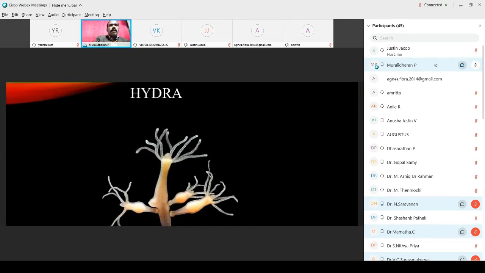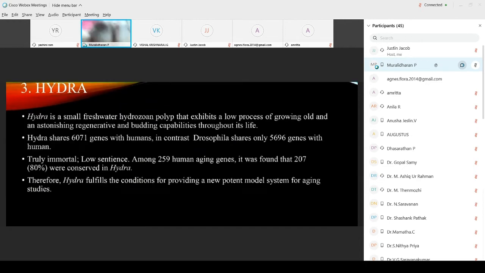Then the next substitute which we can use for replacement of animals is hydra. So this hydra is a small freshwater hydrozoan polyp which exhibits a slow process of growing old. That is, it multiplies very fast, and the process of aging is very slow in hydra, and it has very good regenerative and building capabilities throughout its life. That is, if you cut a part of hydra, the next day you can find that it has regenerated.